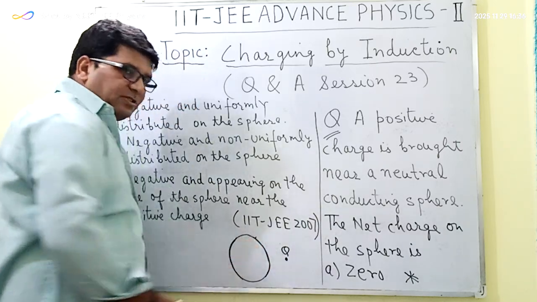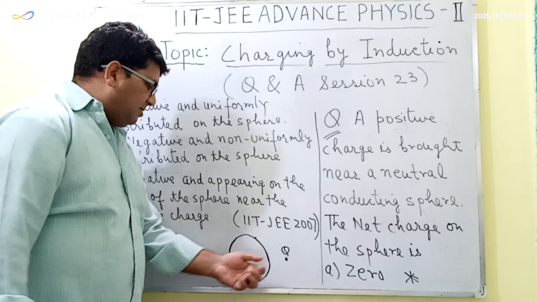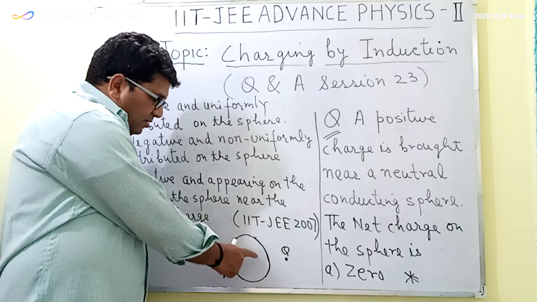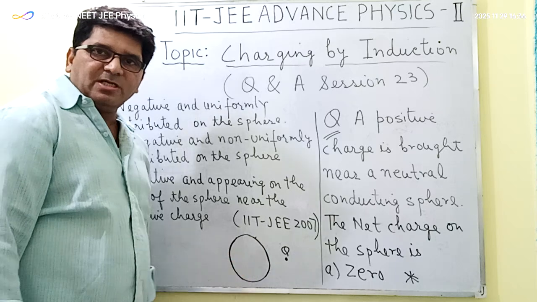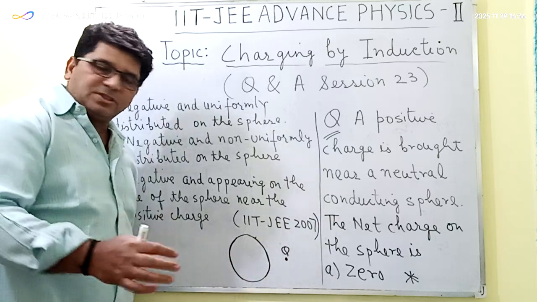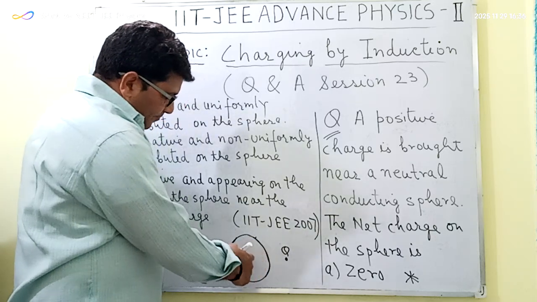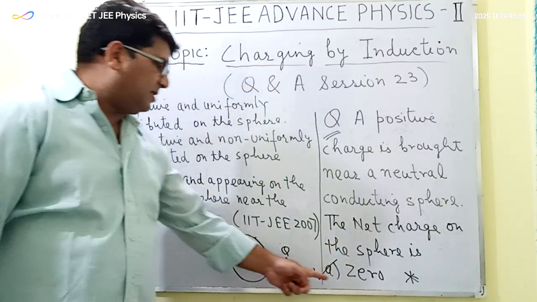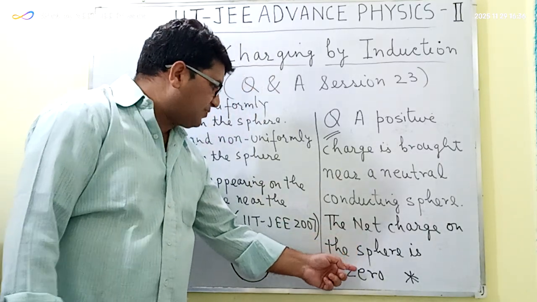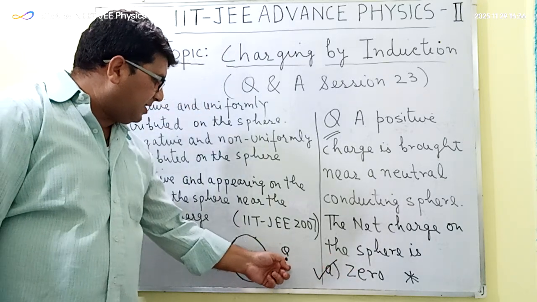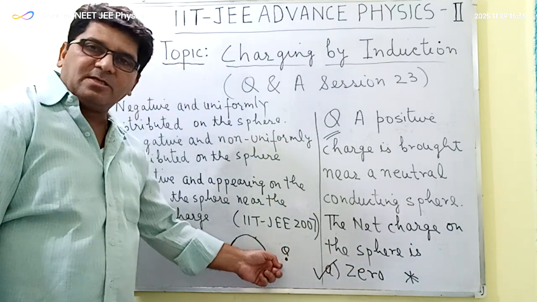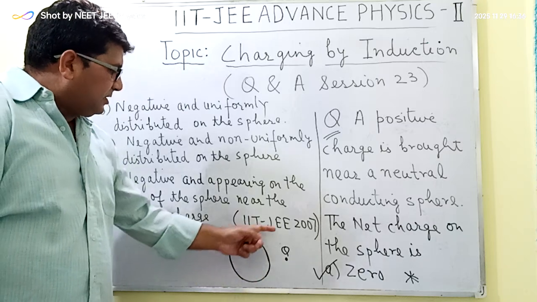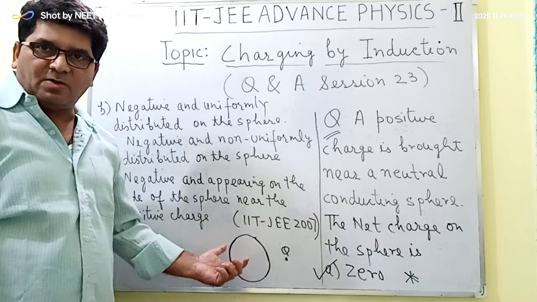However, because there is no transfer of any charge from outside, the net charge on the sphere will still remain 0. So the correct option will be A, that is 0. That is, the net charge on the sphere, even after bringing this positive charge near it, will be 0, because there is no transfer of charge from outside.